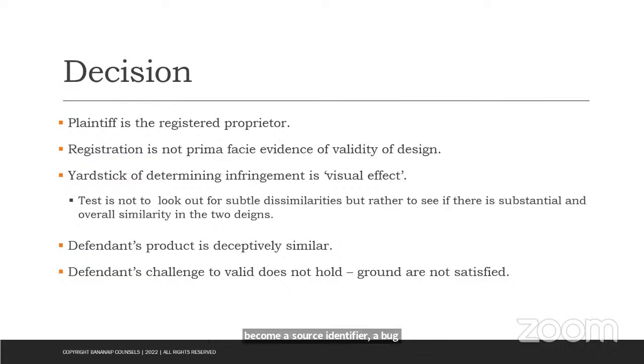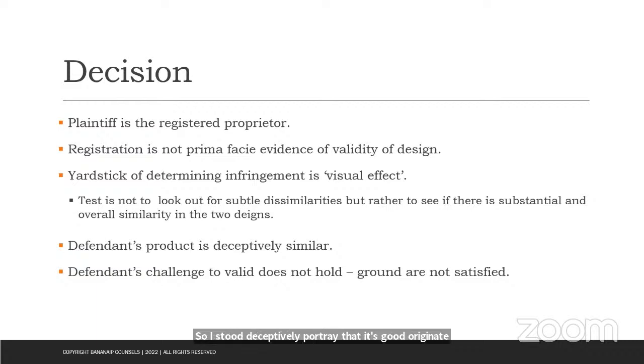A passing off action is basically based or founded on 4 essential ingredients. 1, use of a mark in the trade for sale of the goods. 2, generation of reputation and goodwill as a consequence of trade. 3, association of the mark with the plaintiff's goods. And number 4, misrepresentation sought to be created by the defendant by its use of such mark, so as to deceptively portray that its goods originate from the plaintiffs.